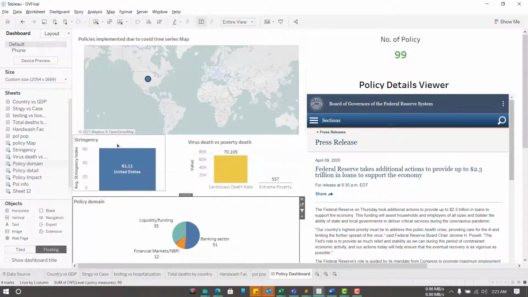Also touching upon the kind of stringency in the country, and the contrast between the deaths due to virus or economic conditions. So yeah.